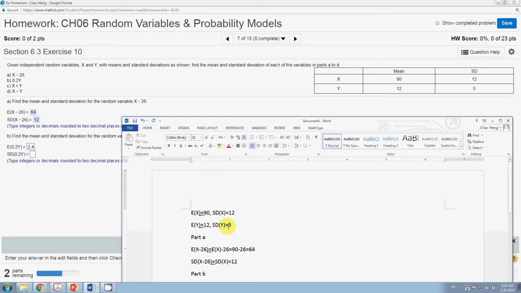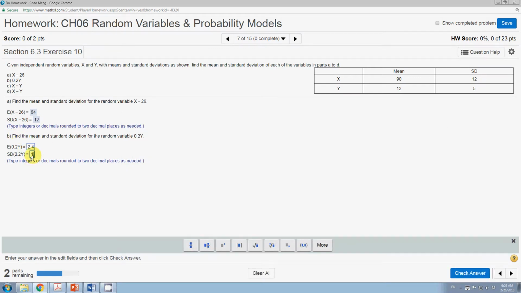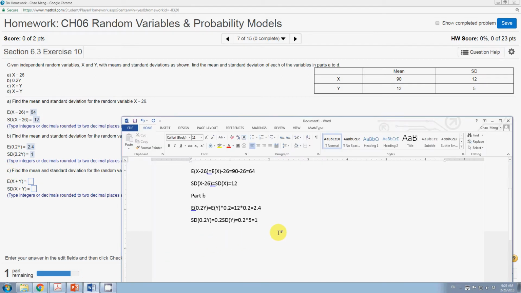So that's going to be 5. Okay, 0.2 times 5, that's going to be 1. Let me put the 1 there. Okay. And the difficult one is part C. Let's work on part C.